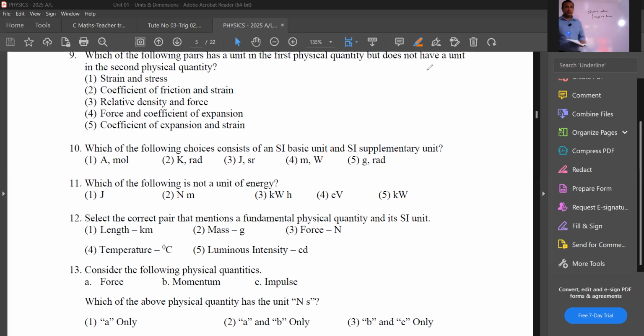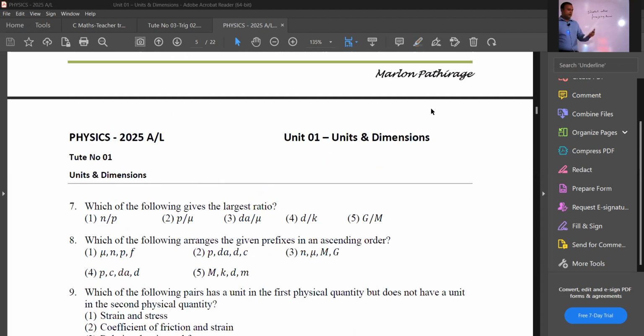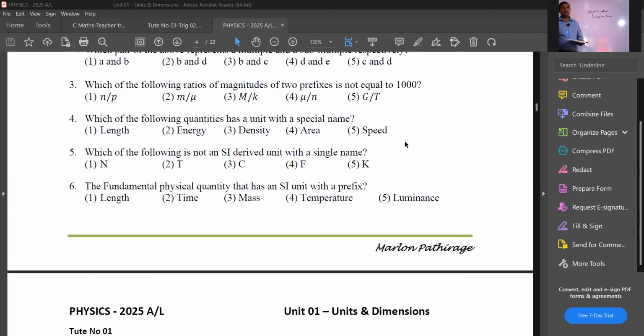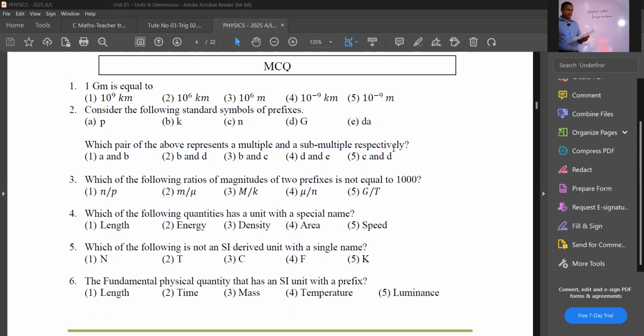Sometimes, after rejecting like this, the answer comes out directly. So this rejecting answers method is a very quick method when we are doing MCQ questions. When we are doing 20 questions after this lesson, you can follow this rejecting answers method.